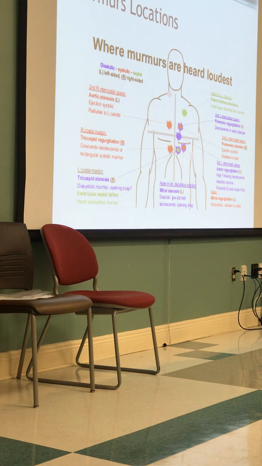Okay. Where did we say we're going to feel for the point of maximum impulse? 7 to 9 centimeters left sternal border. And we said that what sits there? The apex. Okay. If we want to hear something from the mitral valve, where would we listen? Left sternal border, second intercostal space.